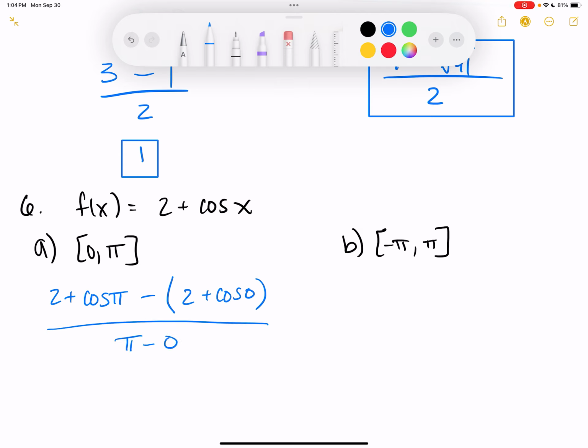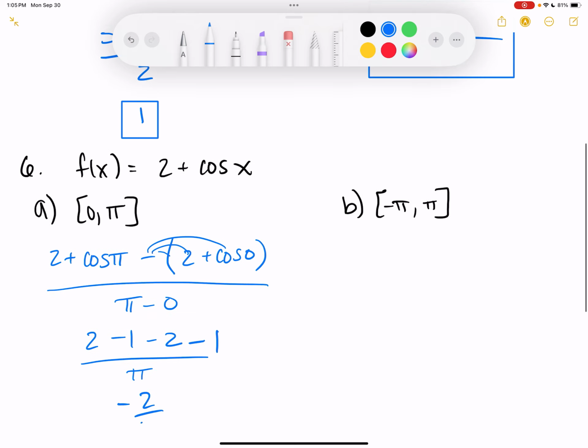What is the cosine of pi? Negative 1. And then minus 2. What's the cosine of 0? 1. But it's minus, so this minus sign is being distributed in here. So it's going to be negative 1, and then all over pi. So this ends up being negative 2 over pi, and again, we would just leave it like that.